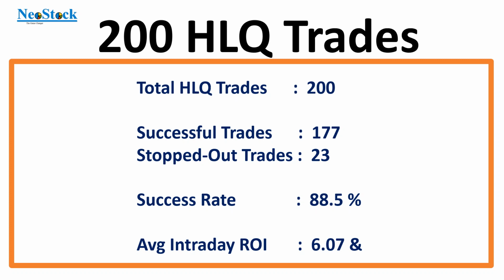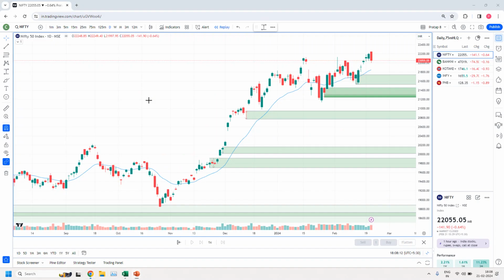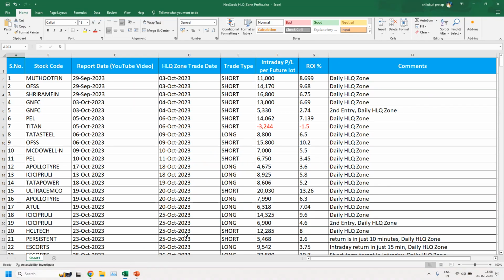And all these trades we discuss every day in our daily analysis videos, the HLQ zone analysis videos. Apart from that, I'm also maintaining whatever profits they have given and whatever trades were executed in an Excel sheet for quick reference. This is the Excel sheet. Every month I am posting it at our Telegram channel. Even today I will post this Excel sheet at our Telegram channel, because 200 trades are there for your reference. This Excel sheet has columns, so in which stock we got the HLQ trade.